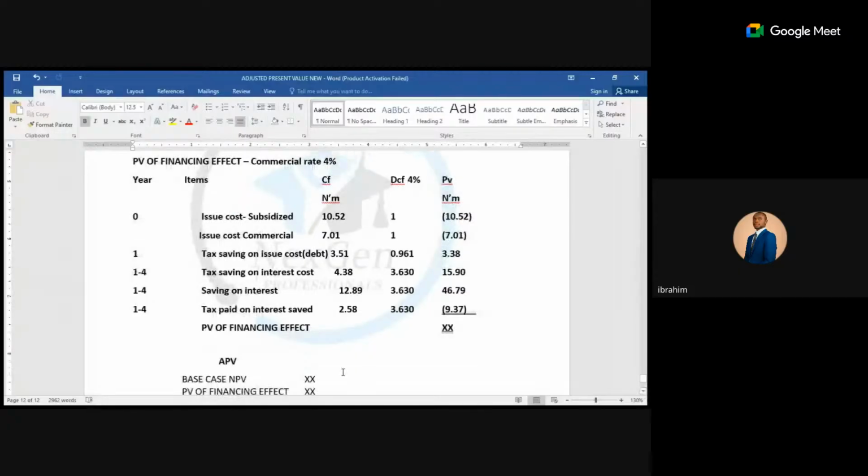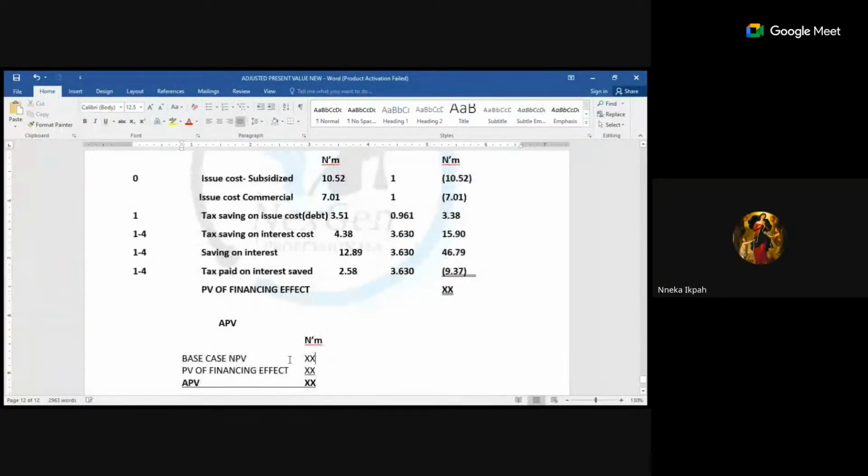Is it positive or negative? Positive. What do you have? 39.17.